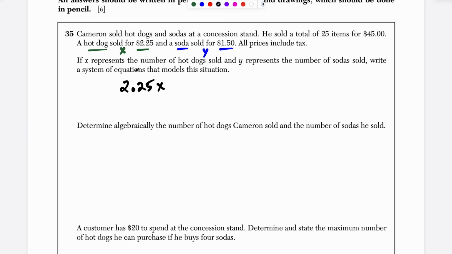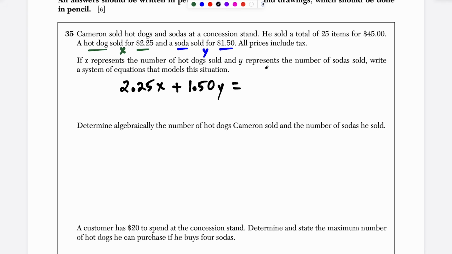And this represents how much money Cameron made selling hot dogs, okay? Because he sold X hot dogs for $2.25 each. So we do 2.25 times X to see how much money Cameron makes from hot dogs. And then after that, we would add the money made from sodas. And sodas are $1.50 each. And Cameron sold Y sodas. Okay, so we're going to do 1.50 times Y. And that tells us how much Cameron made selling sodas.